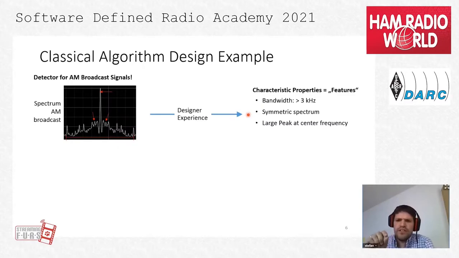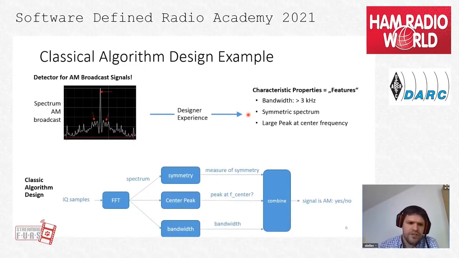And once you have identified these three properties, we can build an algorithm that calculates these properties. So in this case, it could be you input IQ samples, you do some FFT to come up with a spectrum, because all these properties are defined in the spectral domain. And then you can take some algorithm that calculates symmetry, some algorithm that calculates where the center peak is located, and some algorithm that calculates the bandwidth. And you take these three measures and you combine that into a logic. And you can determine if the signal is an AM broadcast signal or not.